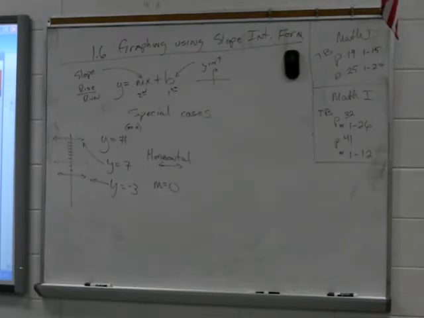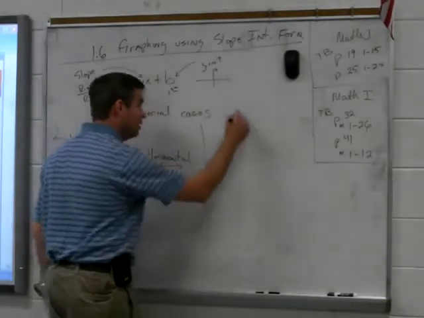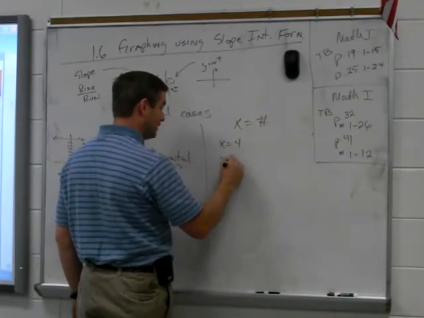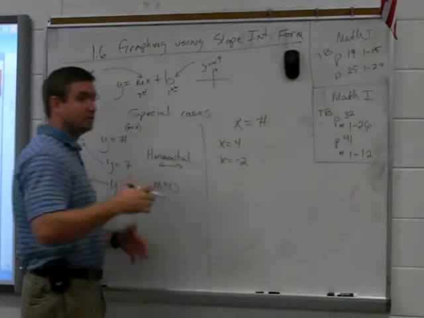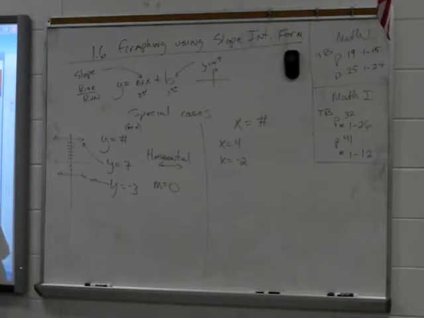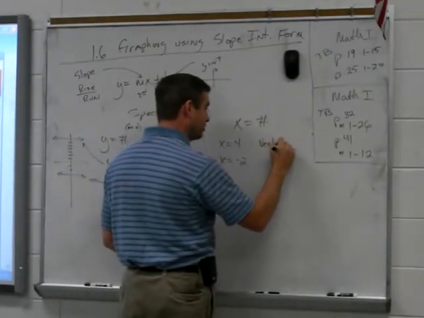All right, what's our other special case? We got y equals a number. What's the other one? X equals a number. Okay? For an example, x equals 4 or x equals -2. X equals 29. X equals 42. X equals -100. Any equation that just has x equals a number always is what kind of line? Vertical. It is always a vertical line.